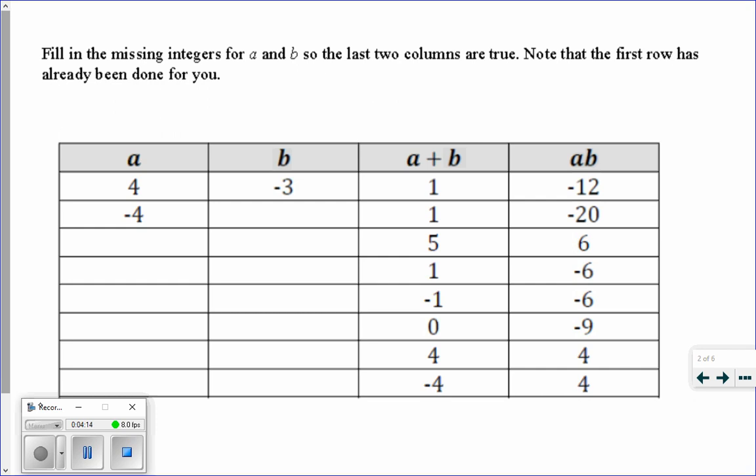Let's try the next one. Let's find out what number we would need right in here to make this work and make that work, right? So I can ask myself, in fact, it might be a little easier to start with a product here.